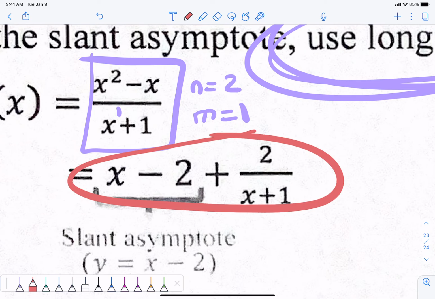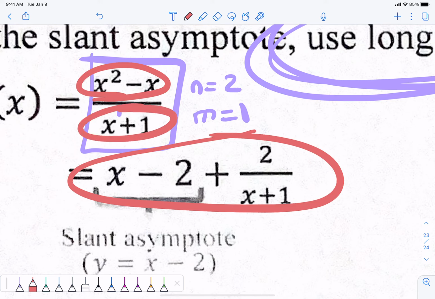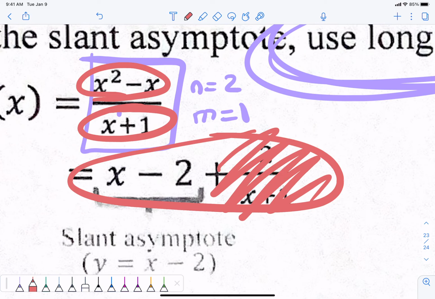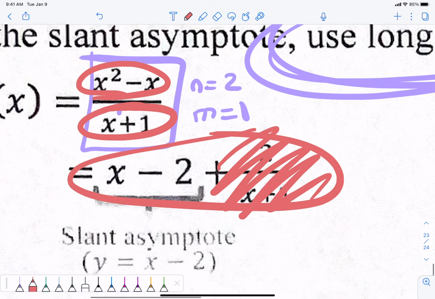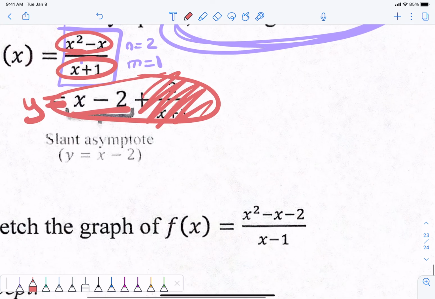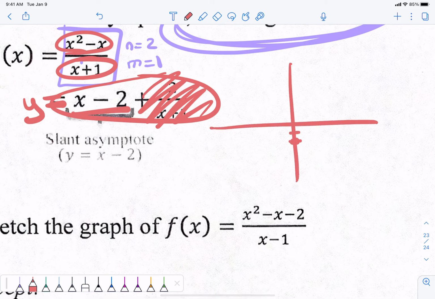Here's how you find the slant. This is what they got when they did long division, right? They took this thing and divided by this thing, right? They use long division. You toss the remainder. You don't look at the remainder. And your slant asymptote is going to be y equals this thing right here. Y equals x minus 2, okay? When you graph y equals x minus 2, you go down to -2, and you go up 1 over 1, up 1 over 1. Just like that. Okay? Lovely. And that's what your slant asymptote will look like.